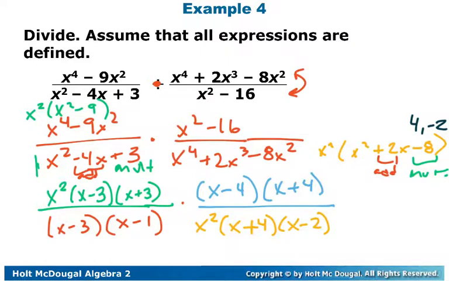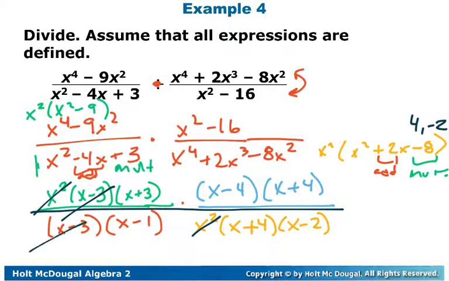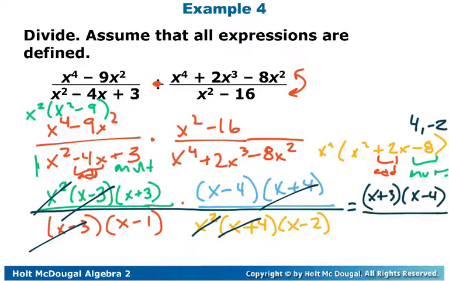Alright, and so now we can start canceling, which is the fun part here. Let's see. An x squared and an x squared, definitely. An x minus 3 and one other x minus 3. Plus 4 and a plus 4. Just be careful that they do actually match. And then all the rest of it is not canceling. So our end result is x plus 3, x minus 4, and then our denominator is x minus 1, x minus 2.